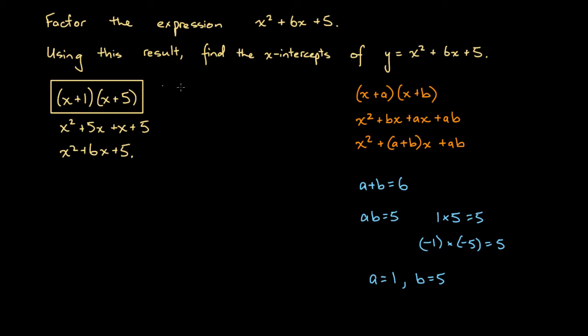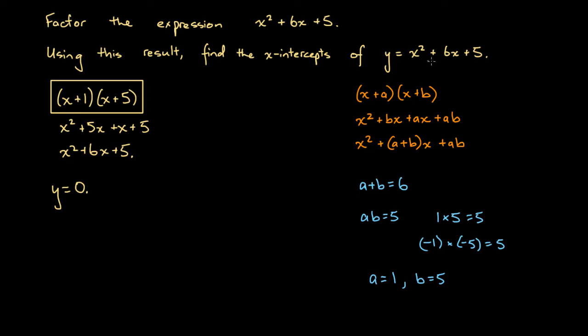Okay, let's consider the second part of this question. Using this result, find the x-intercepts of y equals x squared plus 6x plus 5. And this expression here represents a quadratic function. So it's asked us to use this result to find the x-intercepts. Well, let's recall what the x-intercepts are. The x-intercepts are the points at which the graph either touches or crosses the x-axis. And by definition, that occurs when y equals 0.